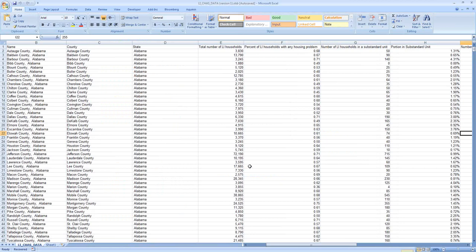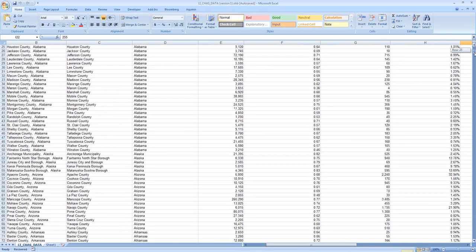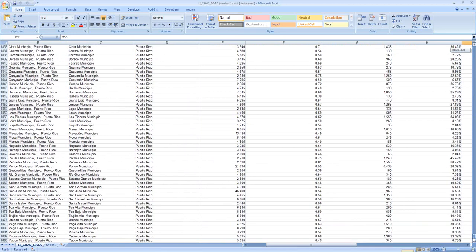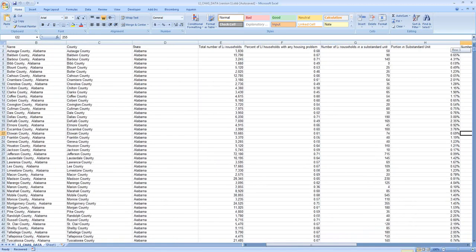First, I've opened this data set in Excel, and notice what we have here is information organized county by county across the United States. And I'll scroll down. We see we have about 1,800 lines representing 50 states plus District of Columbia and Puerto Rico.